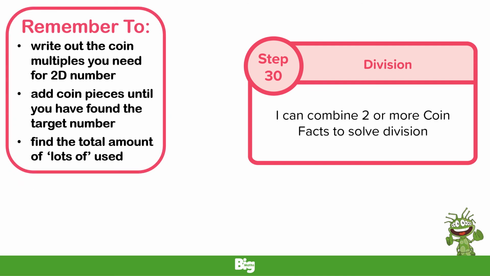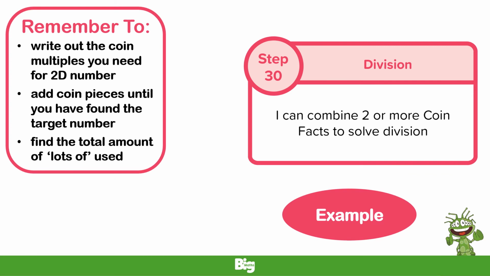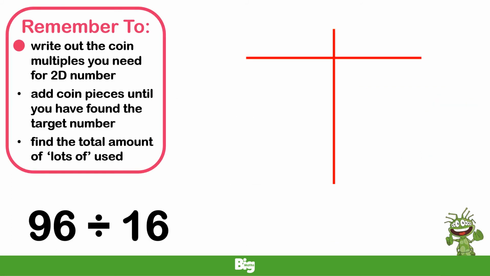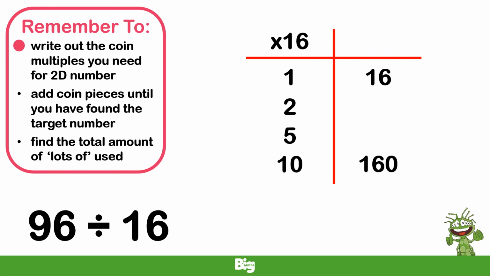Lastly, we've got our even slightly trickier versions. We're going to combine 2 or more coin facts to help us to solve some division sums. So the first one is 96 divided by 16. So it just starts off exactly the same. You're going to do your coin card, and we're dividing by 16, so our coin card is timesing by 16. So you go ahead and fill that out. Then we're going to use the details in the coin card to help us to find the answer.